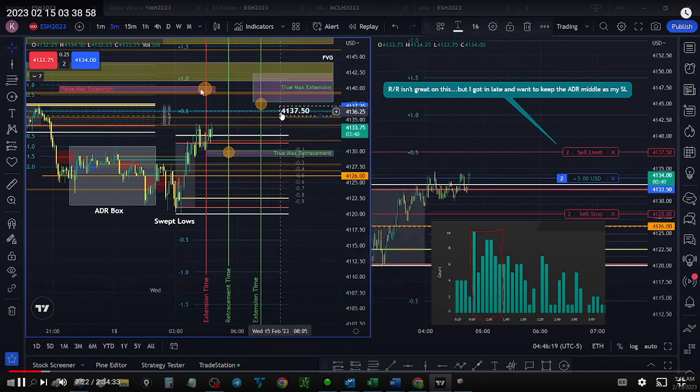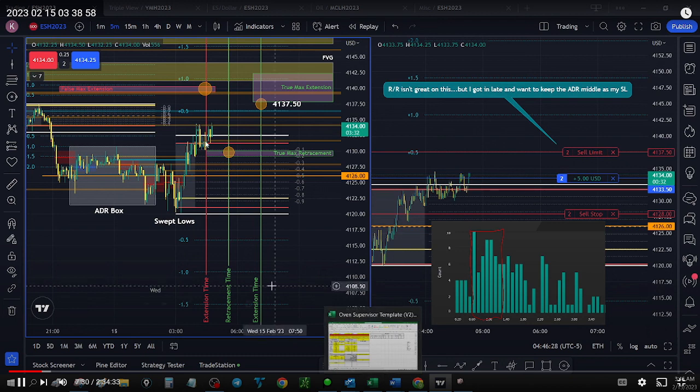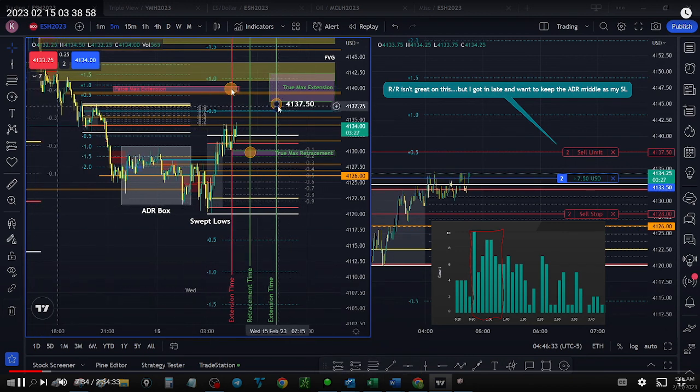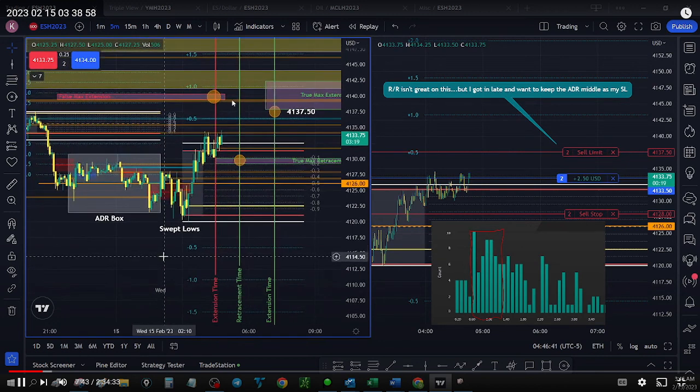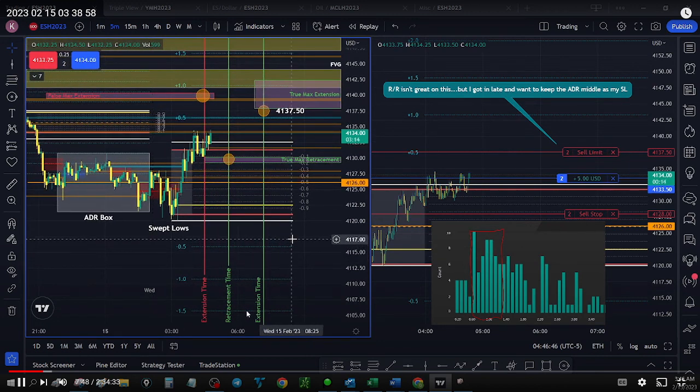And I put what the false range would be here. So I think I made a comment about it looks good for a true day because of this up here. Since I didn't get this extension at this time, most likely it's pointing towards a true day, which means that this retracement is in play, and also this target.